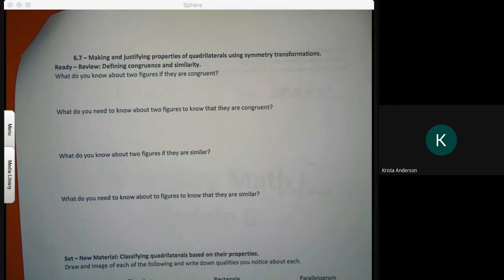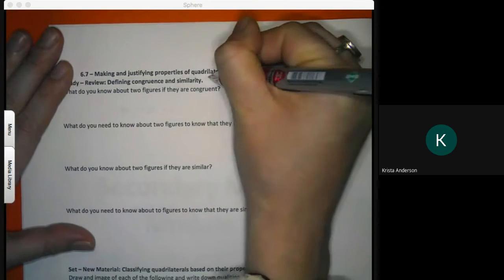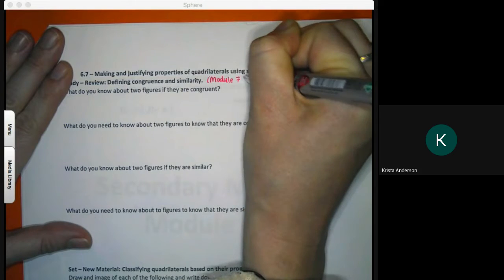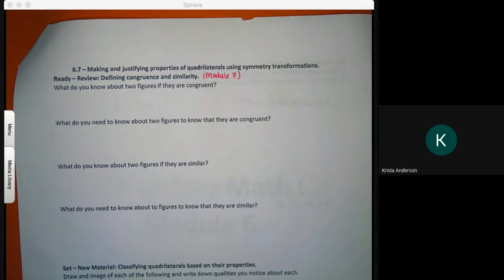The first section in 6.7 is going to review defining congruence and similarity. This is what Module 7 will be about. So the next module that we are going to do, we will be going over more specifics and using the statements.